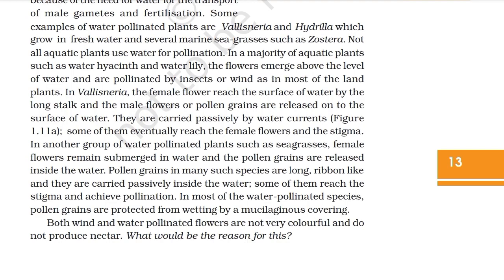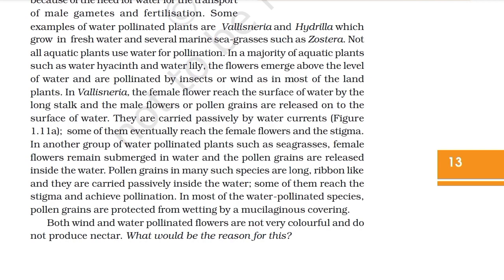In Vallisneria, the female flower reaches the surface of water by a long stalk, and the male flowers or pollen grains are released on the surface of water. They are carried passively by water currents. Some of them eventually reach the female flowers and the stigma.